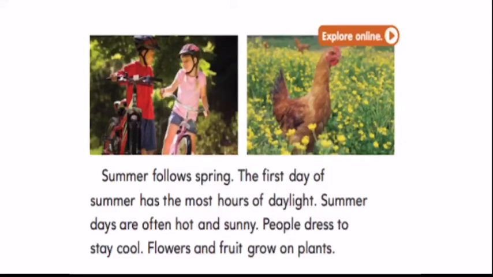Now, let's look at summer. Summer follows spring. The first day of summer has the most hours of daylight. Summer days are often hot and sunny. People dress to stay cool. Flowers and fruit grow on plants.